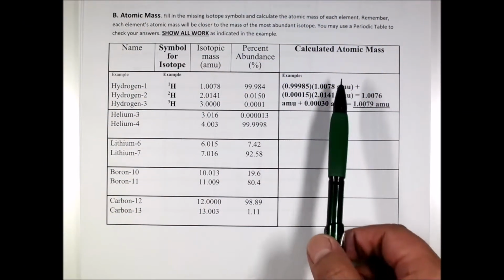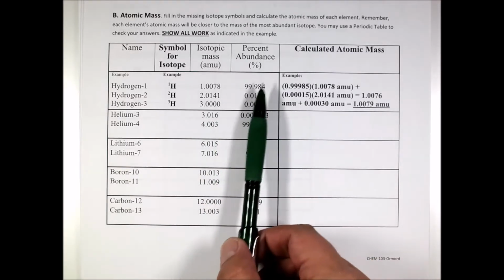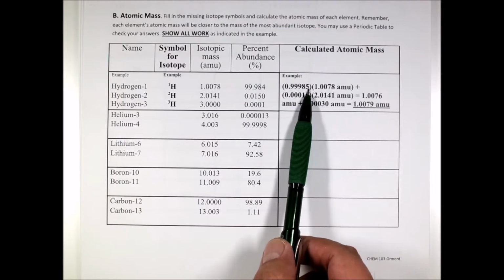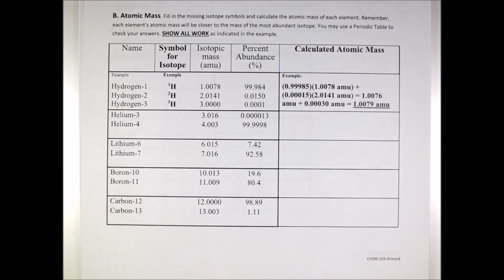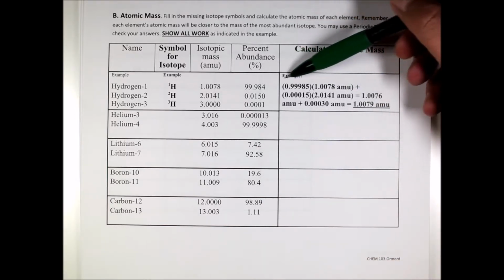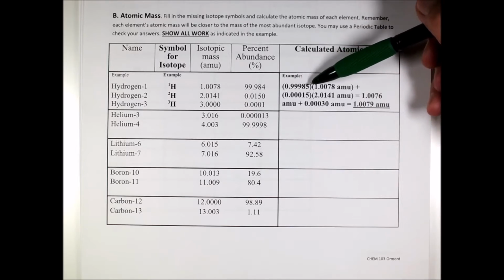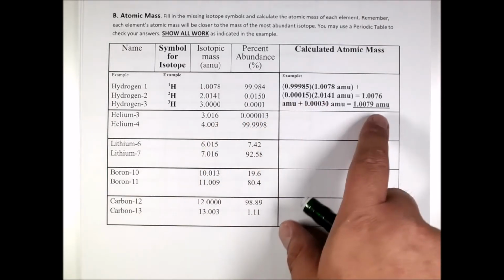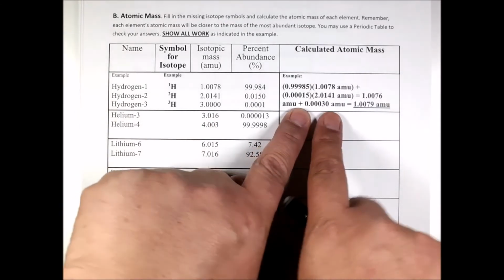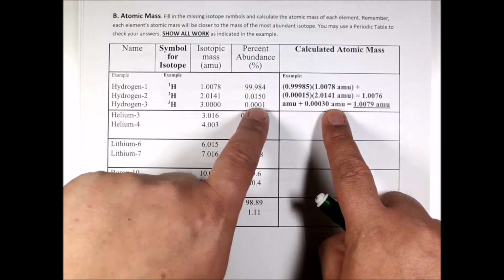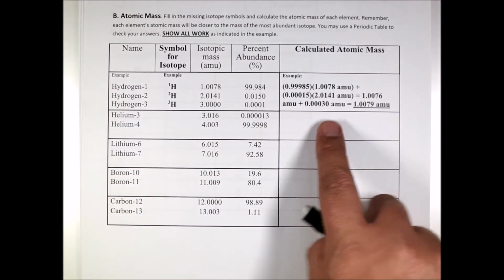The first one is done for you. Recall that you turn your percent abundances into a decimal by division by 100. So your 99.984% becomes 0.99985. And it looks like here it was rounded, but that's okay. And then same deal for the other ones. Notice that this last one here, to make room, was already done for you, but this should have been a 6 decimal places times 3.